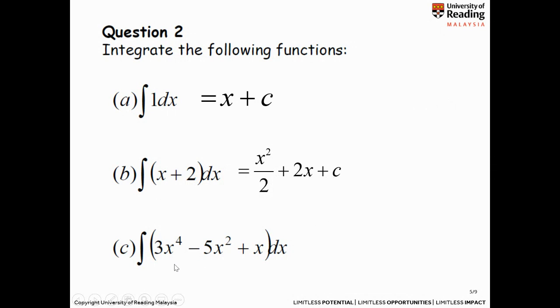For question C, this is 3x to the power of 4 minus 5x squared plus x. We integrate term by term using the same formula. For x power 4, you will get x power 5, then you divide by 5. Keep the coefficient 3 in front. Then for the second term, x squared. So the power 2, you add 1, it becomes power 3. Then you divide by 3.